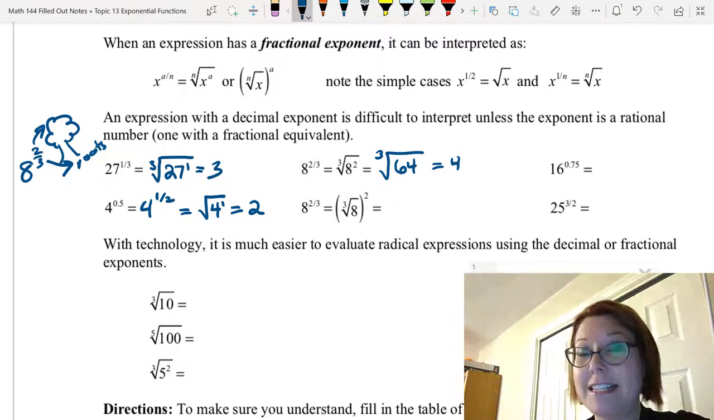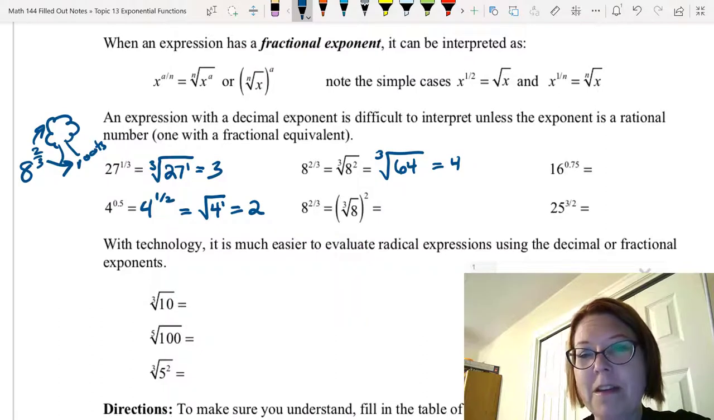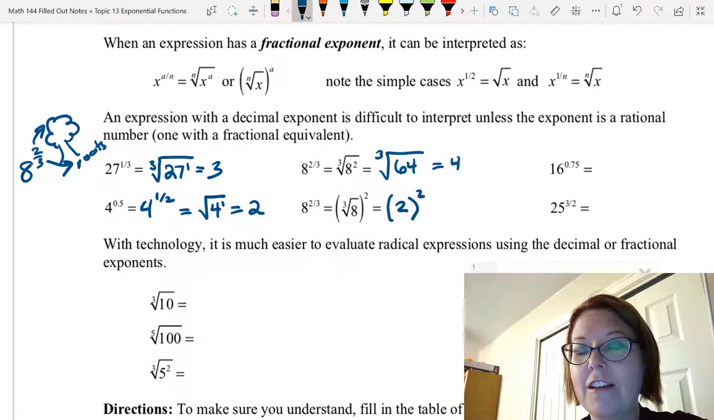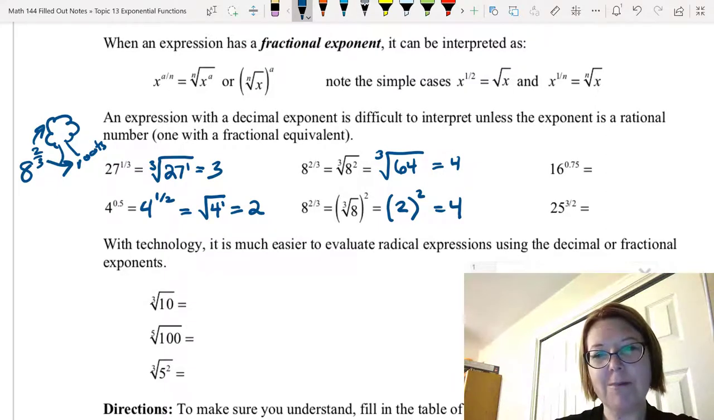So I wrote it a second time so we could practice it that way. It's still the cube root and it's still a square, but I'm just doing the order differently. So inside the parentheses, I have the cube root of 8, and outside the parentheses, I have the square. So the cube root of 8, that's one we should know. That's 2. And then all I need to do is do the square on the outside. So 2 squared would be 4. And this should help you see that no matter which way you evaluate it, it should come out the same.